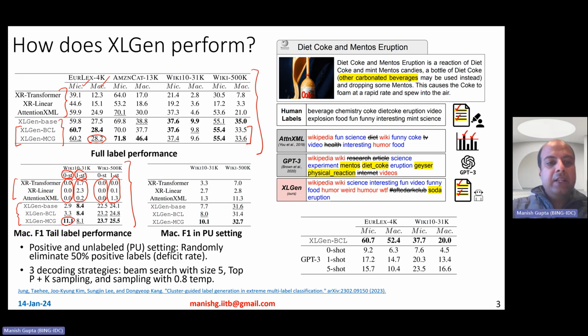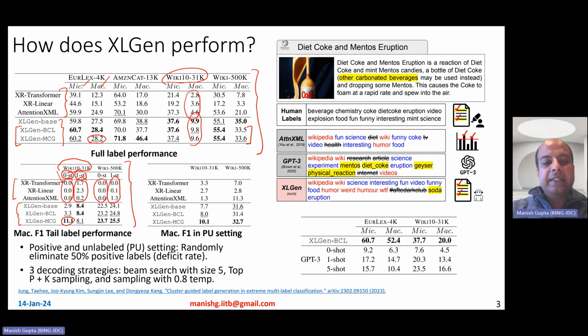So that's that. So, well, I was comparing Wiki 1031K with Wiki 10. Yeah, I should have compared with this. So 11.1 is not as good as many other numbers that you see. Well, I mean, for XLGen, it's still reasonable, but for XR transformer, XR linear, and attention XML, it's actually pretty bad. Okay? So that's that.